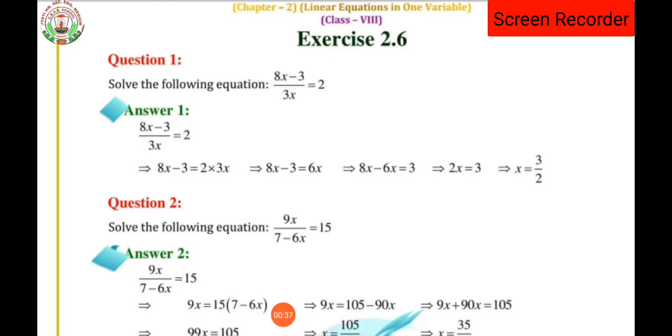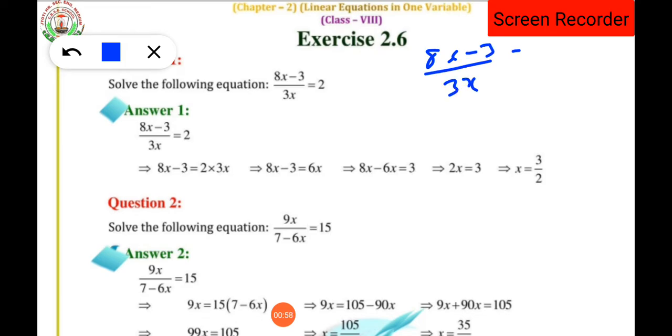So today we are first going to complete the last exercise of chapter number 2, linear equations in one variable, so that our chapter will be completed. So here is the question: solve the equation. Here we have to solve this linear equation. So what is the equation we are having? That is (8x minus 3) upon 3x is equal to 2.